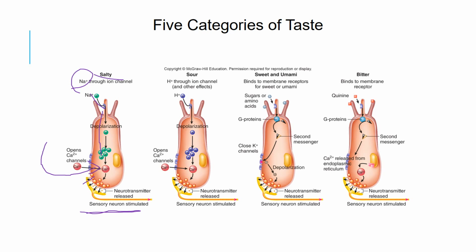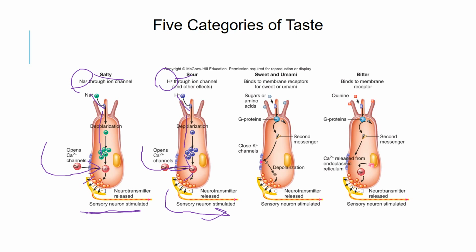Sour will respond then with hydrogen ions. And so hydrogen is going to enter the cell. That will cause depolarization, activating voltage-gated calcium channels, so calcium will rush into the cell, and then it will release neurotransmitter, where the neurotransmitter will bind to the postsynaptic cell and then transmit that information on towards the brain.